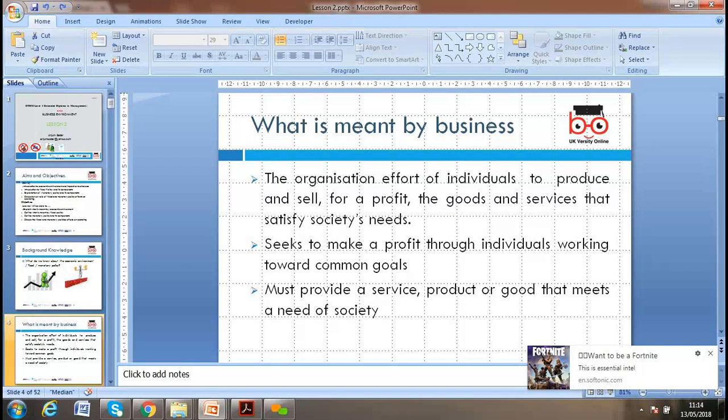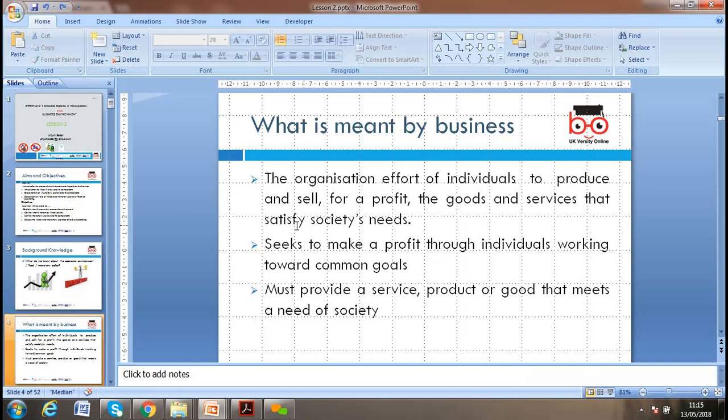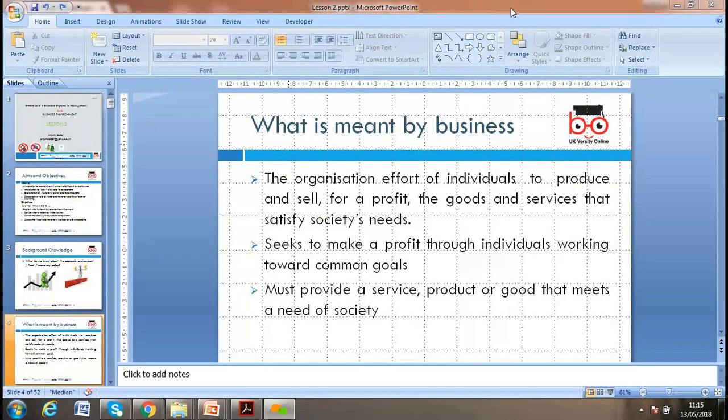What is meant by business? Business is the organized effort of individuals to produce and sell, for a profit, the goods and services that satisfy society's needs. So business is all about satisfying needs and seeking to make a profit. Businesses have an objective to seek profit through individuals working towards a common goal: first, to provide a service, product, or good that meets the needs of society. So we need to look at meeting the needs of society, the wider interest of the public. If the business is acting only in its own interest, that's not good. So we need to look at the wider business interest.